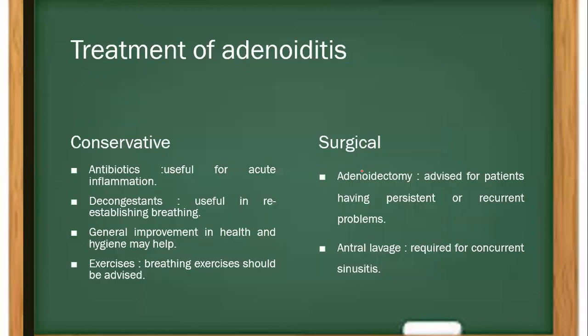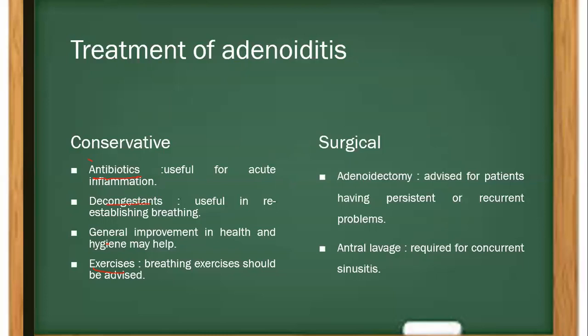Okay. Then treatment of adenoiditis. How we can treat this condition? We can use either conservative management or surgical management. Conservative management include antibiotics, decongestants, general improvement in health and exercise. Antibiotics is mainly used to control the bacterial growth. Decongestant because sometimes patients may have difficulty to open or difficulty to take breath through their nose.